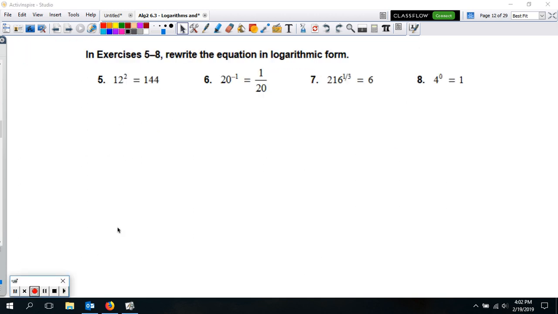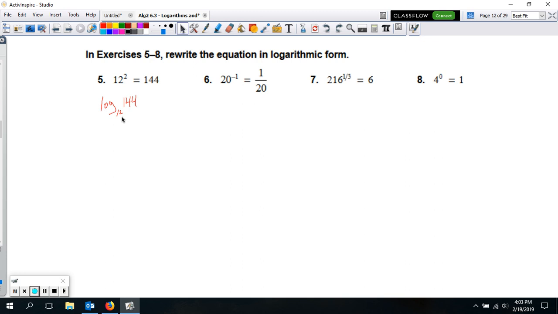Okay, if you just turn the page, at the top of the next page, 5 through 8, we're just going to go the opposite direction. We're going to now change it from exponential form into logarithmic form. So now we're going to write the word log here. That's the first thing we're going to do, is write the word log. So we have our base, our exponent, and our number. So we're going to start with the log word with the little base number. The base is 12. That's going to be the little number of the number 144.